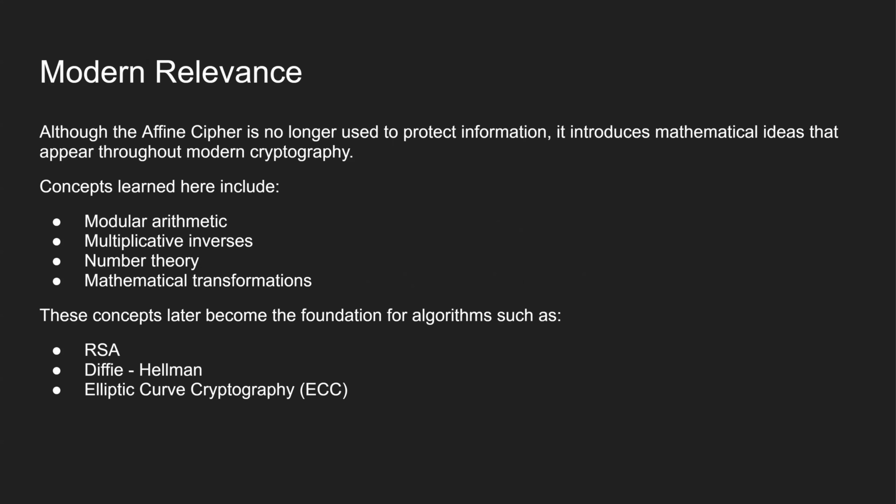But the modern relevance here: although the Affine cipher is no longer used to protect information, it introduces mathematical ideas that appear throughout modern cryptography. The concepts learned here include modular arithmetic, multiplicative inverses, number theory, and mathematical transformations. These concepts later become the foundation for algorithms such as the RSA algorithm, the Diffie-Hellman algorithm, and elliptic curve cryptography.